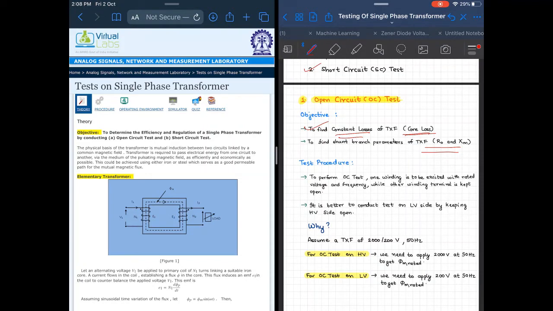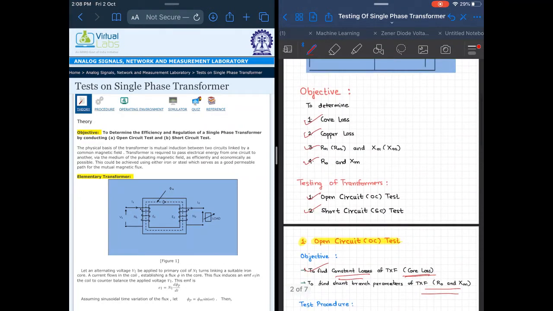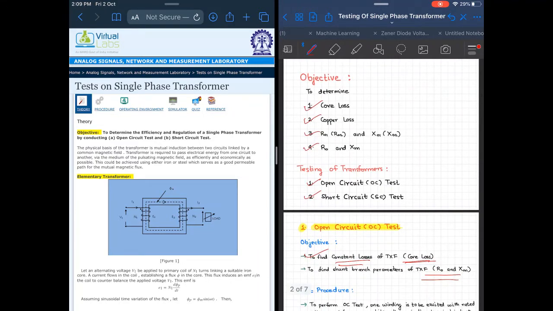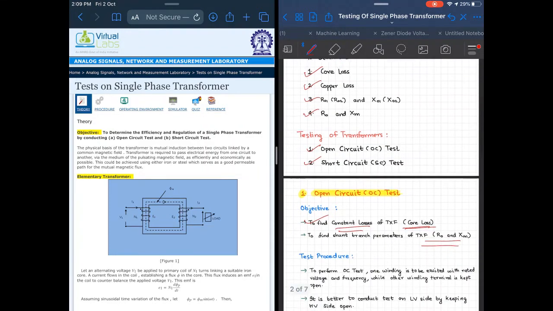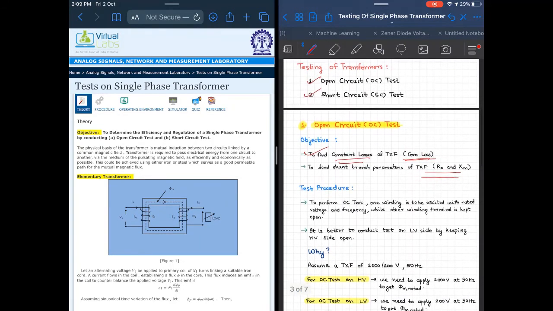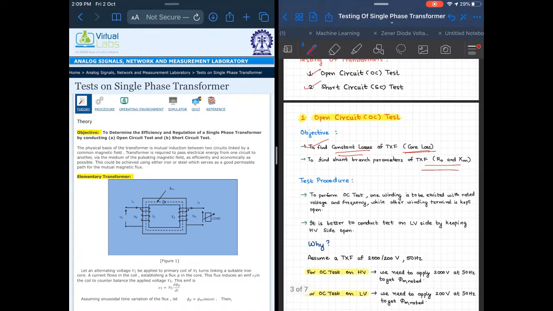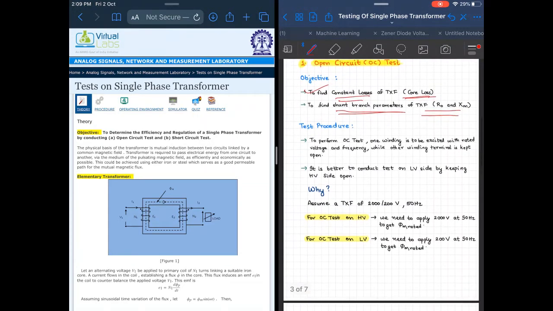As I have told you before, in the testing of the transformer we had four objectives to determine: copper loss, core loss, R0 and Xm, and the series parameters of the equivalent circuit. So in the case of the open circuit test, we are fulfilling two objectives. That is, first to find the core loss and the other to find the shunt branch parameters. So how will this test be conducted?